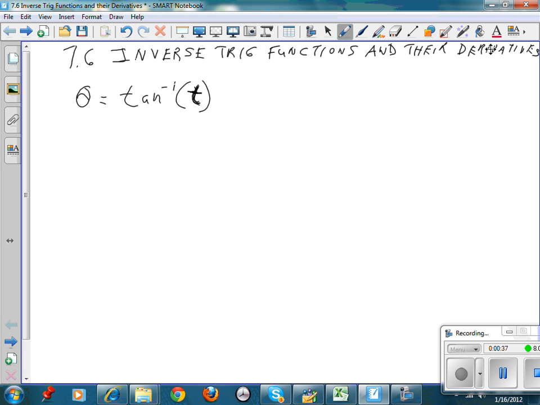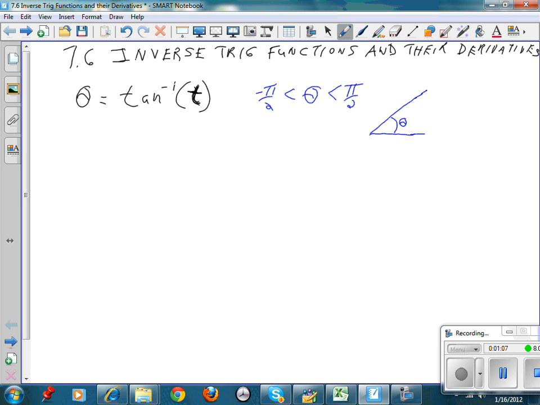In fact, for the inverse tangent, you're going to get an angle between pi over 2 and minus pi over 2. That's the range of this function. The domain could be all real numbers. But let's draw a picture over here of this angle. That's going to help us. We're going to call that theta.